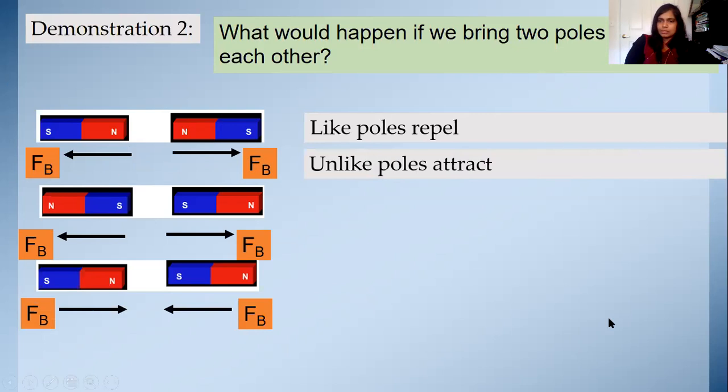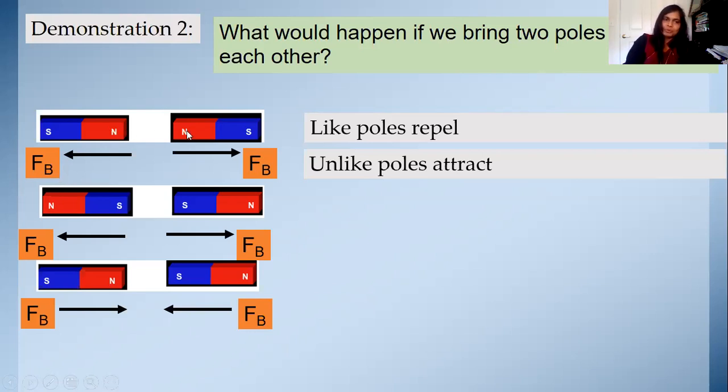If something is repelling, that means there is a force pushing against each other, right? So the force is acting against each other. This FB represents the force due to the magnetic field. Why it is B? I don't know. That's how we label the forces due to magnets. So FB represents the magnetic force.